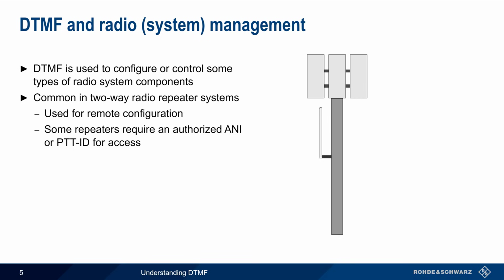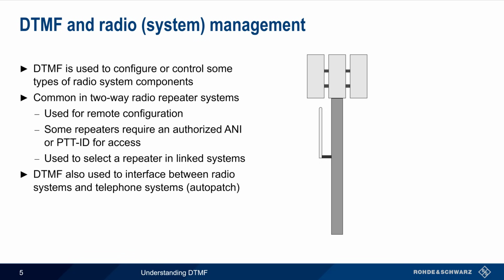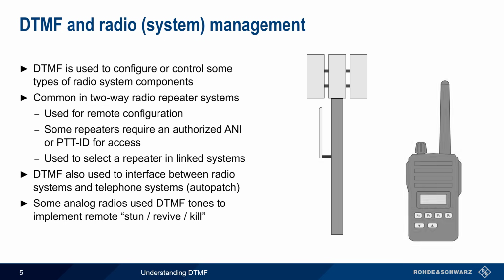And for repeaters that are part of a system of linked repeaters, DTMF is often used to select which repeater to link to. Because DTMF is also used in telephony, tones can easily be used to interface between radio systems and telephone systems, although this type of connection, or auto patch, is much less common than it once was. One other aspect of radio management is where DTMF is used to implement remote stun, revive, or kill. Here, DTMF tones are used to disable a lost or stolen two-way radio.